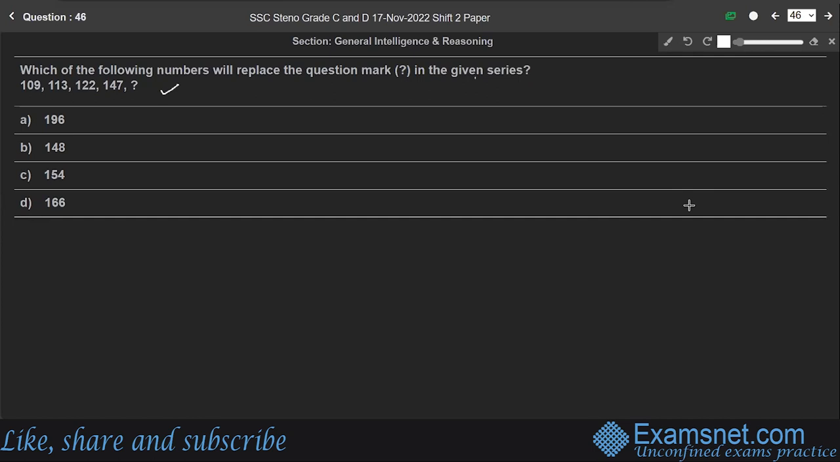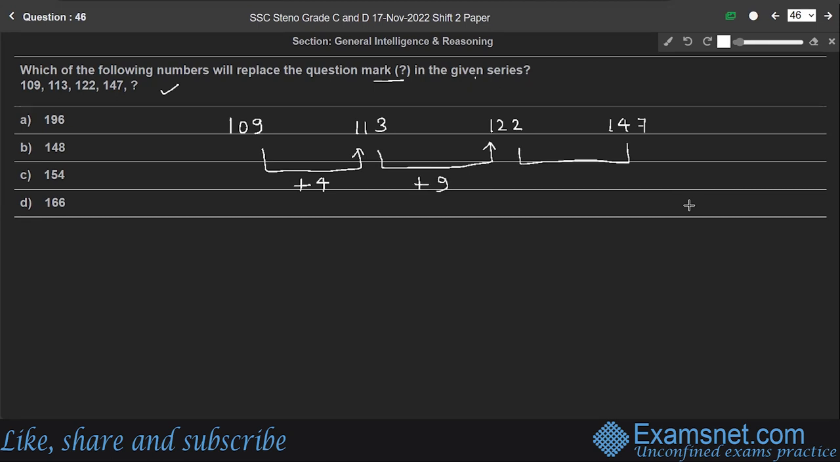Question number 46. Which of the following numbers will replace the question mark in the given series? So, first number is 109, second number is 113, third number is 122, fourth number is 147, right? So, if we add 4 to the first number, 109 plus 4 gives you 113. And 113 plus a number, which is 9, gives you 122, right? Whereas 122 plus 25 will give you 147, right?